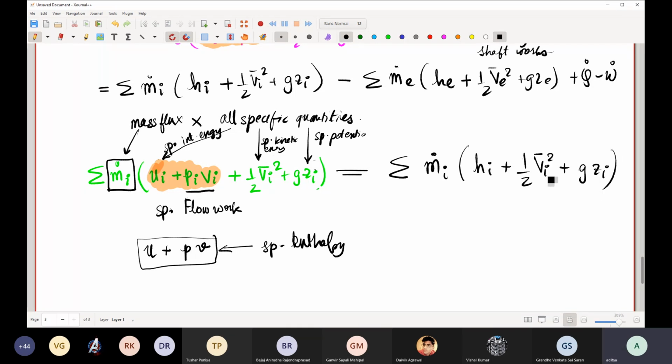In writing so, we have implicitly built in the fact that apart from bringing specific internal energy into the system, you are also accounting for the specific flow work being done by the incoming mass flux, and that culmination is through the specific enthalpy. Now is it clear to everyone?